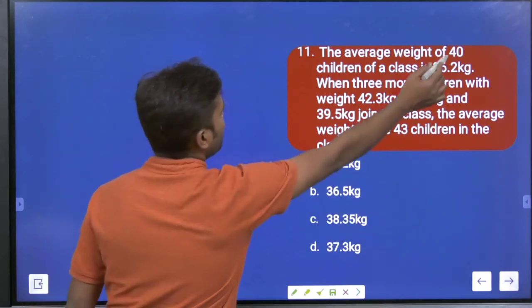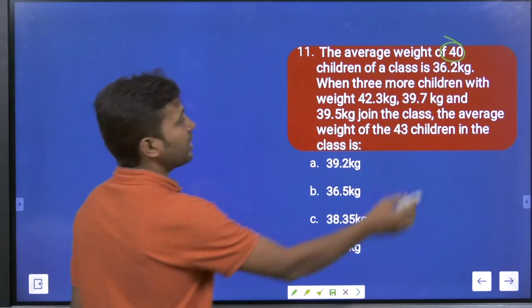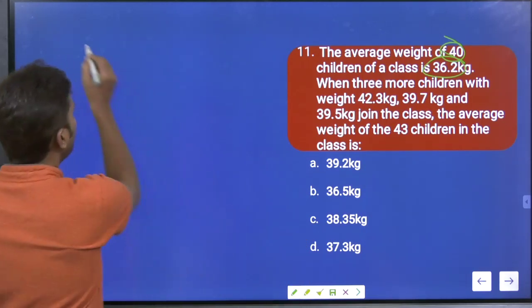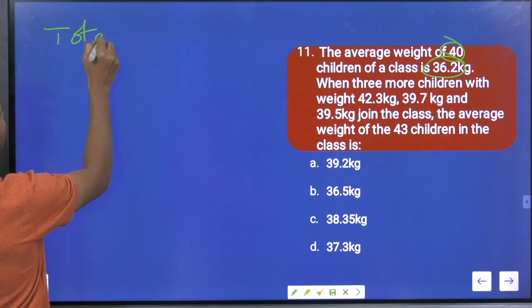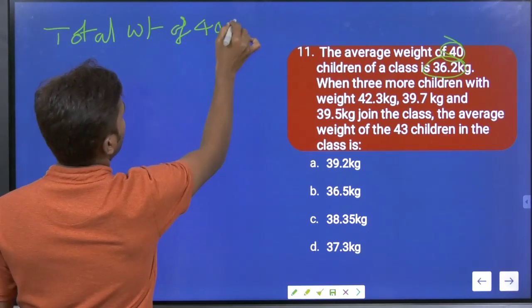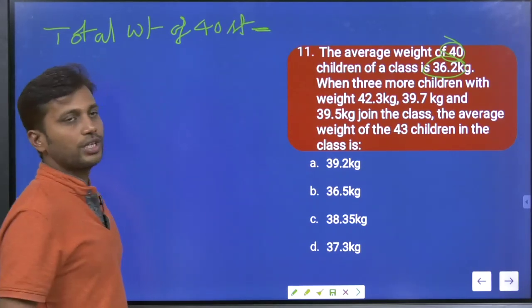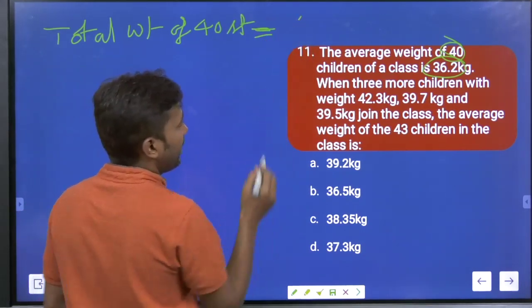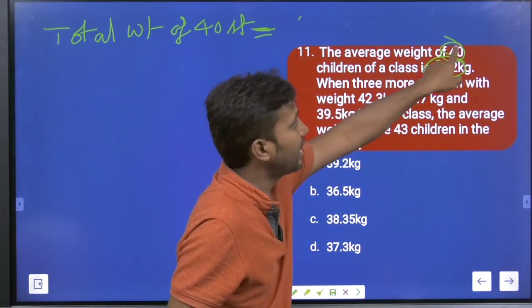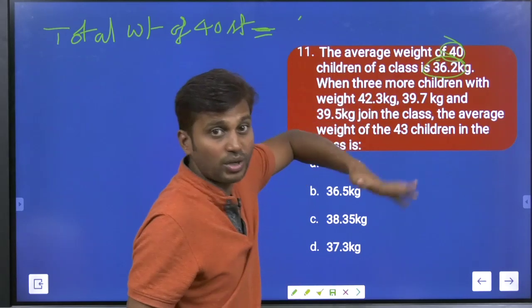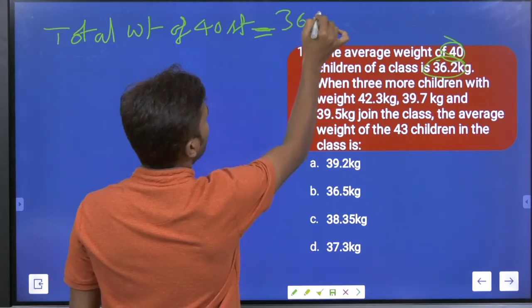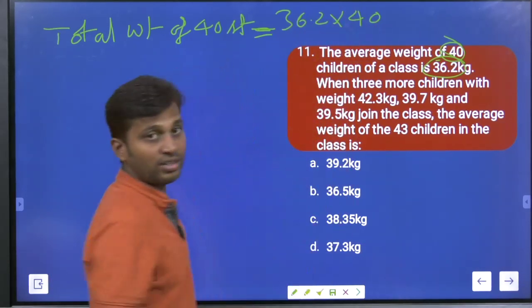Now tell me, how many students are there in the class? 40. And what is the average weight of them? 36.2. Then what is the total weight of them? I am writing here, total weight of 40 students. Total weight of 40 students would be how much? The average weight is 36.2, and the number of students n is 40. Then what is the total? Average into number, which means 36.2 into 40. Is that right or not?